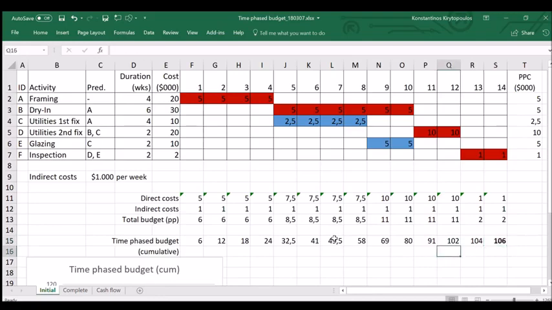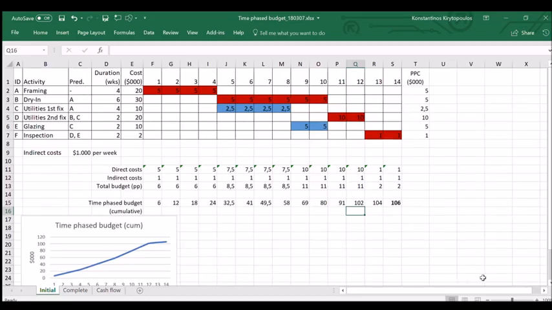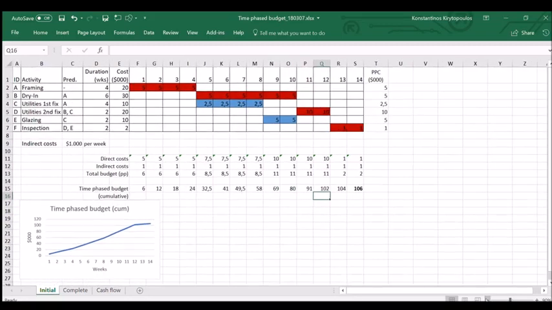If we do a diagram for that, the diagram would be like that. So we have a typical curve. This is a very small project, so it doesn't look like the usual S curve, but usually a typical time-phased budget will look like an S curve. So something like that, which is not the case here because the project is very small.